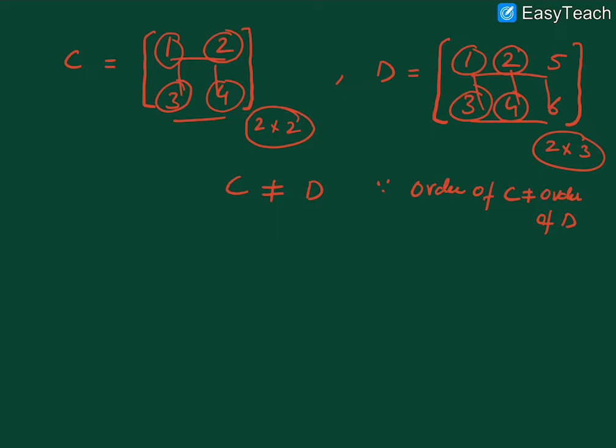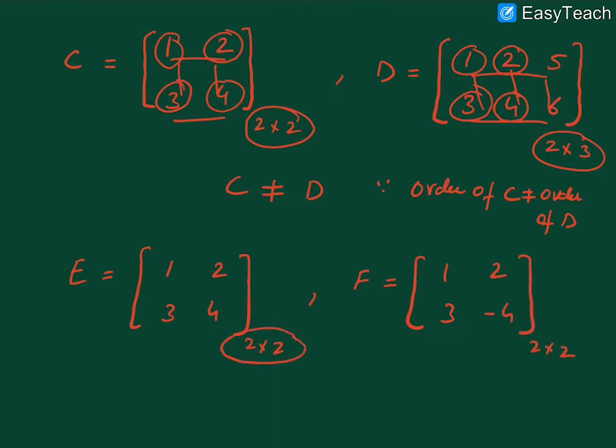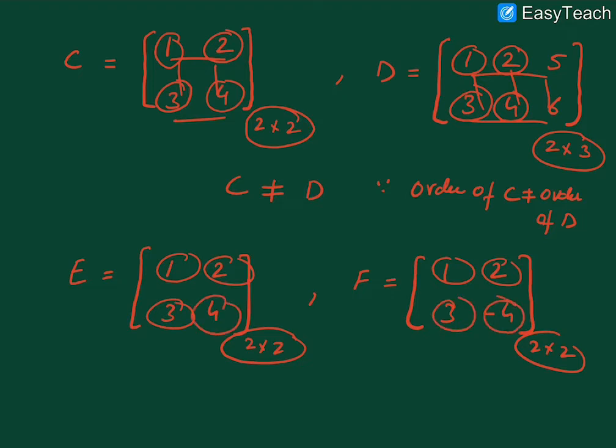Similarly, let's take another example. If we have matrix E, 1, 2, 3, 4, its order is 2 by 2, and there is another matrix F, 1, 2, 3 and minus 4. Now you can see the order is same, 2 into 2 and 2 into 2. Let's check the corresponding elements, 1, 1, 2, 2, 3 is here, 3 is here. Here we have 4, but in F we have minus 4.